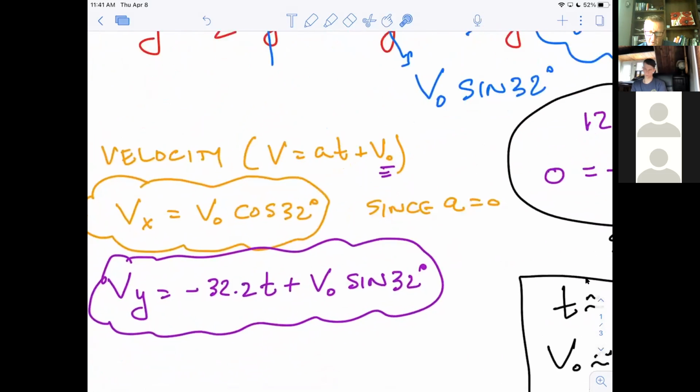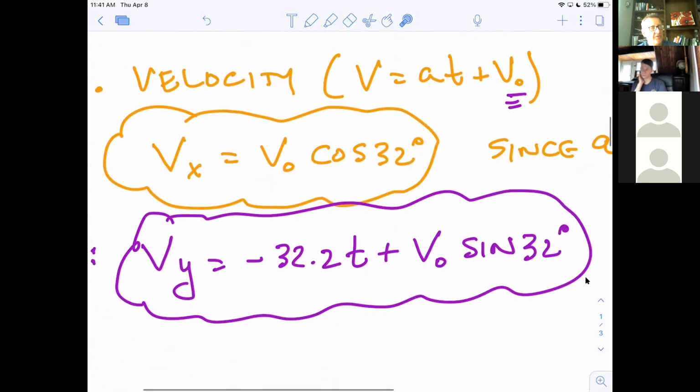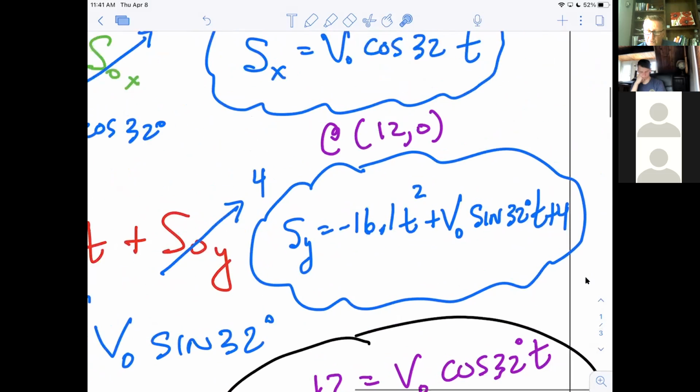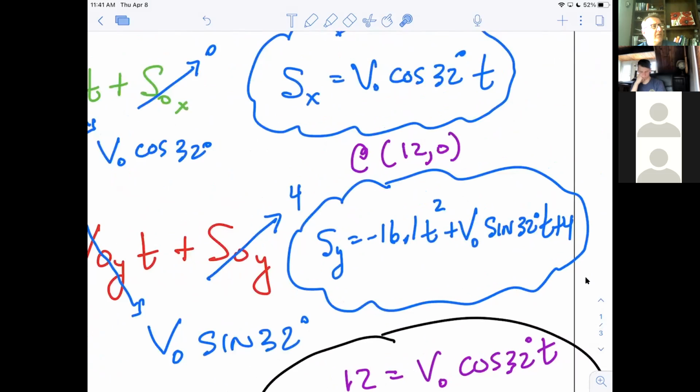Notice, even though I had these two equations written down, I didn't know anything about those. I didn't know time. I didn't know initial velocity. The one thing that I did know is something about position, and that's why these equations weren't helpful and turned out not to be even necessary to start with. I did know something about position, which is why I ended up being able to do something with these position equations.